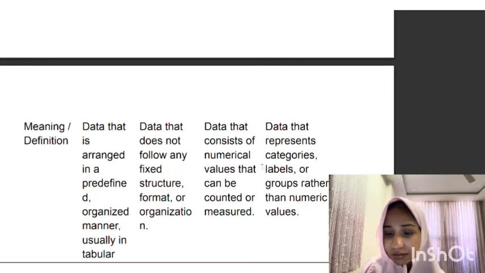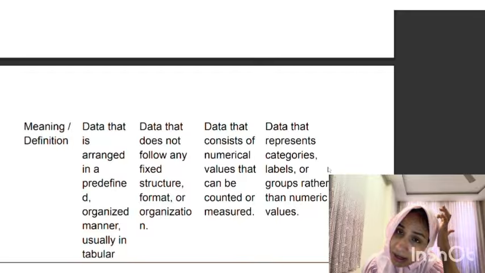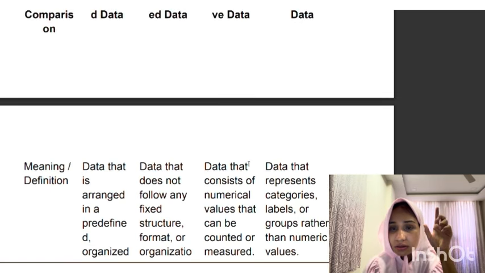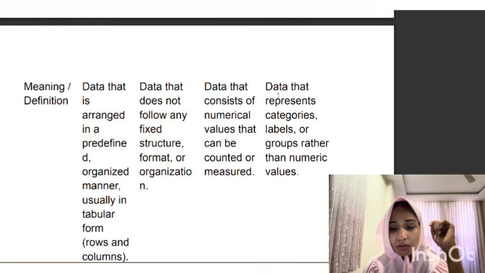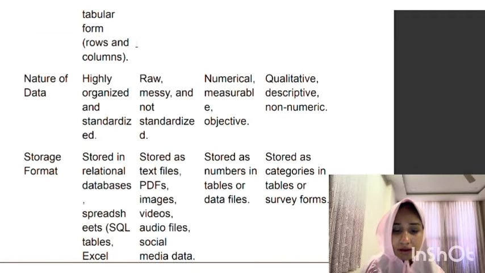Next is quantitative. Data consists of numerical values that can be counted or measured. So we have numerical values which we can count and measure. Categorical is data that represents categories, labels or groups rather than numeric values. So quantitative data contains numerical values that can be counted or measured, and categorical data represents categories, labels or groups rather than numeric values.